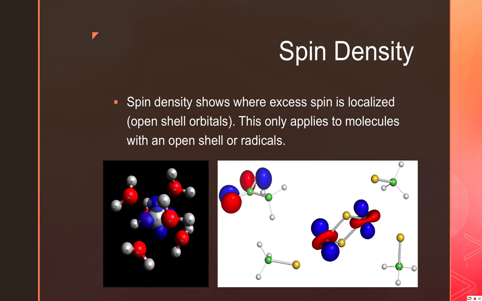So, spin density. Spin density shows where excess spin is localized. So these are mainly for open shell orbitals. This applies to molecules with open shell or radicals. In the right case, it's a radical molecule, whereas the left case is just open shell. So this is only when you have excess spin. If you have a no spin complex, then you're not going to end up with any spin density. In this case, it shows where the extra beta orbital was in the left case, and in the right case, those are radical orbitals. So, all right, next.